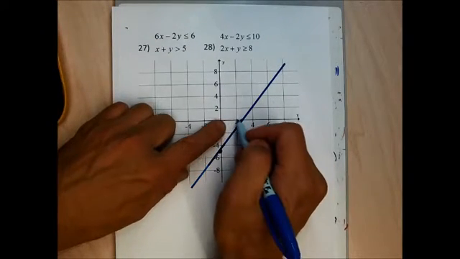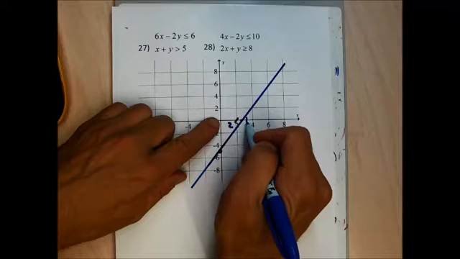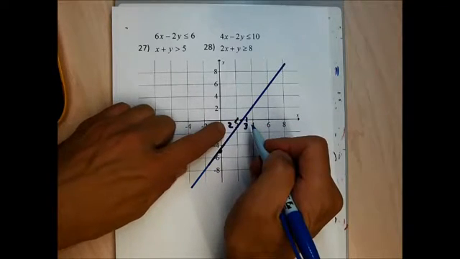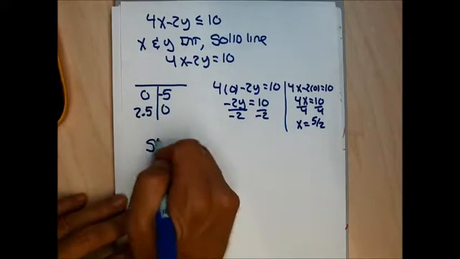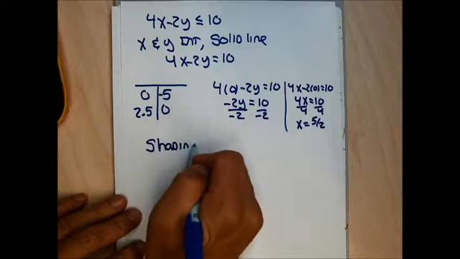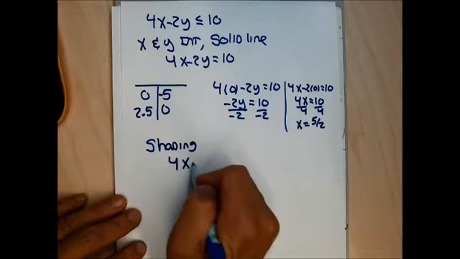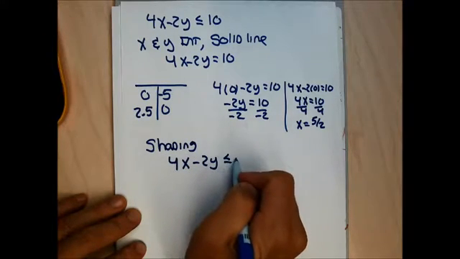For shading, I'm going to check 2 and 3, because 2 is smaller than 2.5, 3 is bigger than 2.5. So I'm going to go in for my shading, and into the 4x minus 2y is less than or equal to 10.